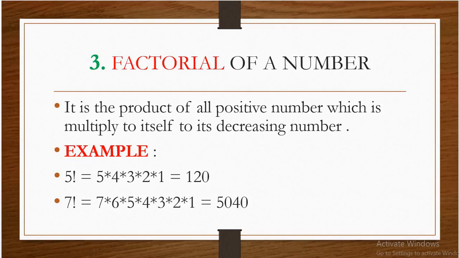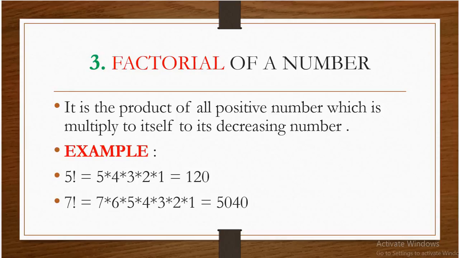Okay. Now we are going to start the third program, and it's also a very basic program in Java. How to find the factorial of a number. What is the factorial of a number? It is the product of all positive numbers, multiplied in their decreasing order.